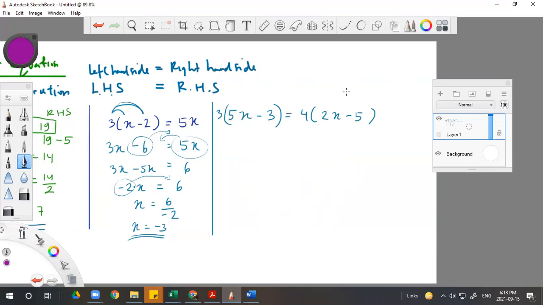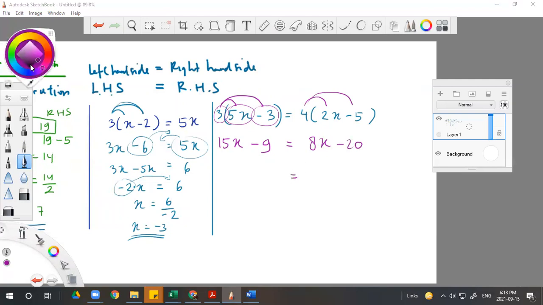Again, rainbow rule, right? Multiply with the bracket. Again, 3 times 5x is 15x. 3 times negative 3 is negative 9, right? Equals, again, 4 times 2x is 8x. And 4 times negative 5 is negative 20, right? And still, it's messed up. You have to change the hand side.